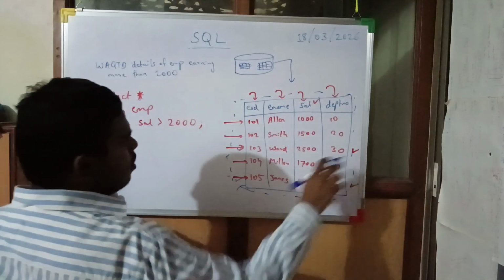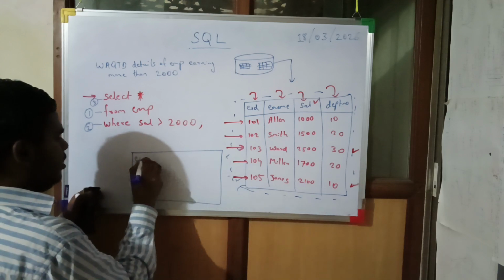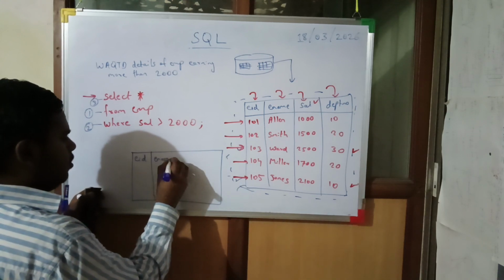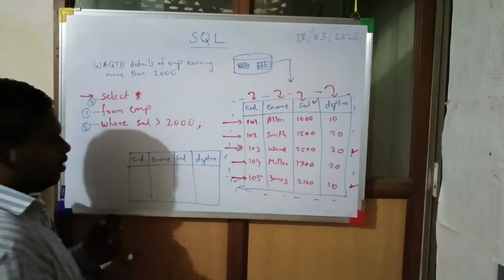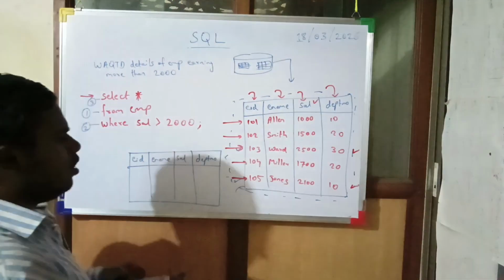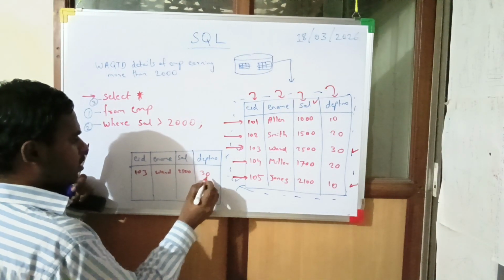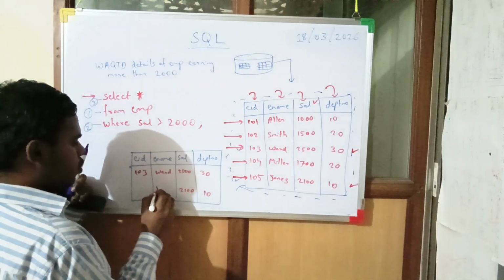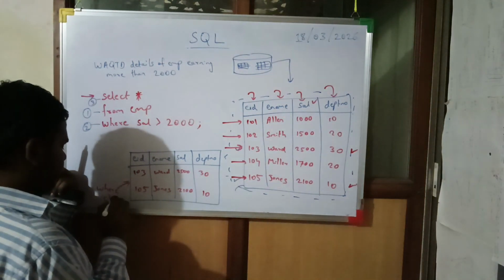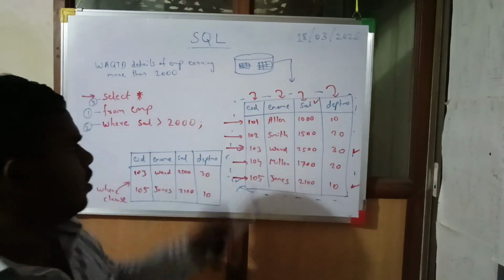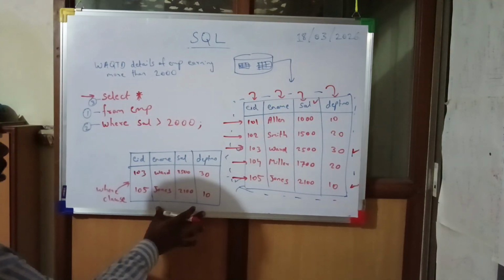So now we have two records. After that, the where clause result will look like this, with the columns EID, ENAME, salary, and department number. The two records in the output will be: 103 Ward, 2500, department 30, and 105 Jones, 2100, department 10. This is the output of the where clause. The entire table will come, the where clause will filter the table, and this is the output of the where clause.